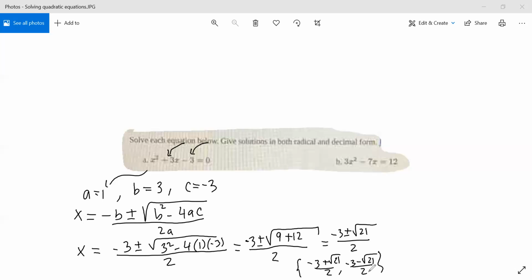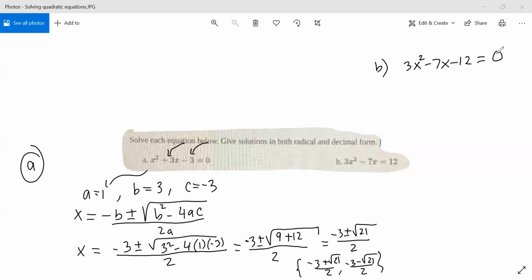Now, this is part A. Okay, now for part B, the right-hand side is not 0. I want to make sure first that the right-hand side is 0, so I can subtract 12 from both sides. That makes that side 0. And again, you can use the quadratic formula to solve it.